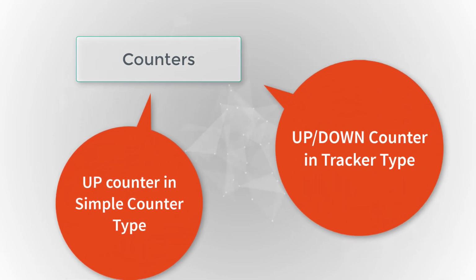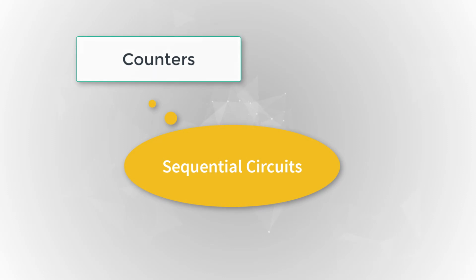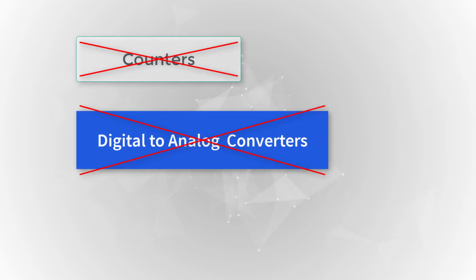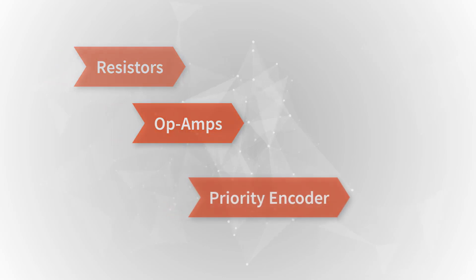In the converters we saw earlier, we had counters. If you know about the work of counters, then you would definitely know that they are a part of sequential circuits and hence depend on the previous outputs. But there is a different story with flash type analog to digital converters. They don't have counters, nor do they have digital to analog converters. A flash type analog to digital converter can be easily constructed with some resistors, op-amps and a priority encoder.